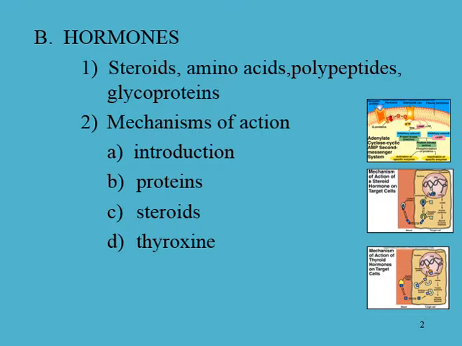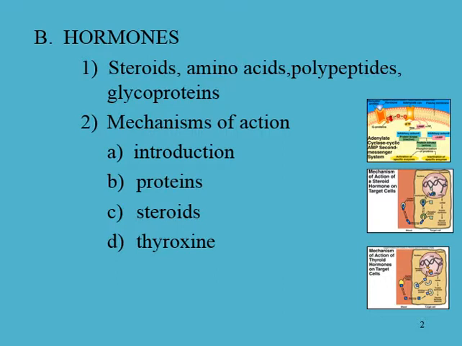Well, does it fit our definition of a hormone? Released from specific tissues, targeting specific tissues? No, right? And so that's why we have a relatively narrow area that we can look at when we're talking about hormones. So again, they're going to tend to be steroids, amino acids, polypeptides, or glycoproteins.